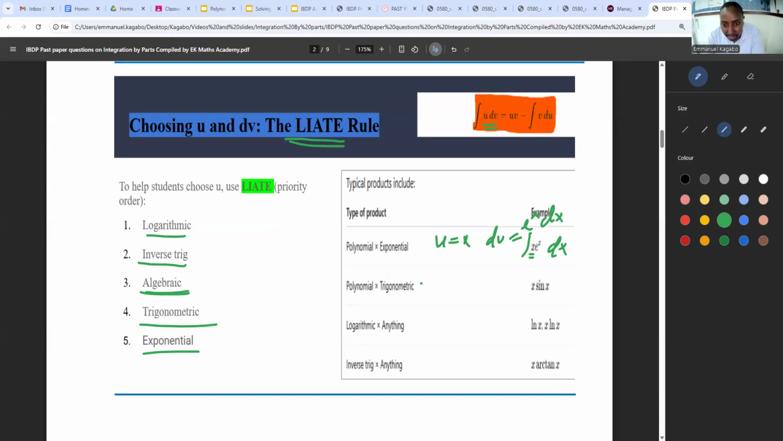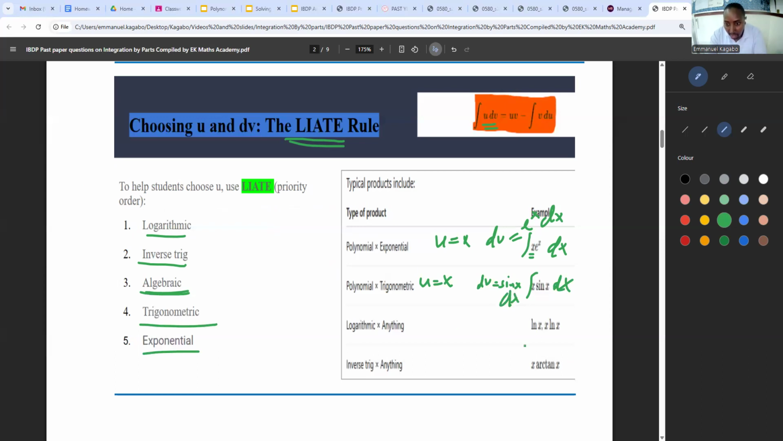Let us go to the second one. What if I was integrating this? Which one is going to be u and which one is going to be dv? Are you paying attention? Now, u is what I meet first when I'm using LIATE. Let us check. I have x, which is an algebraic expression. Sin x is the trigonometric function. So the algebraic expression comes before this. Therefore, x is going to be u. Then sin x dx is going to be your dv.